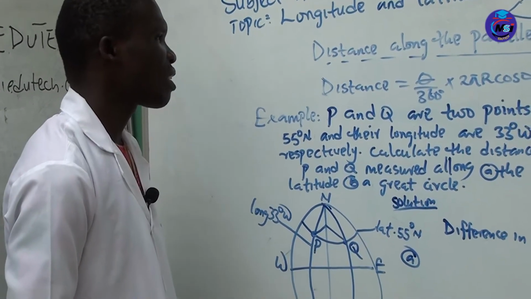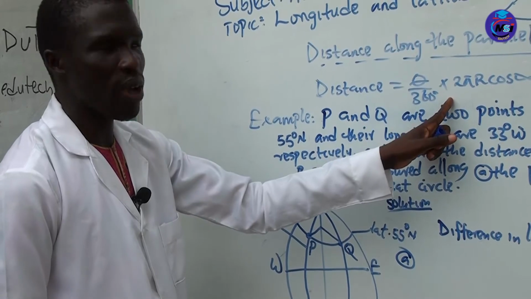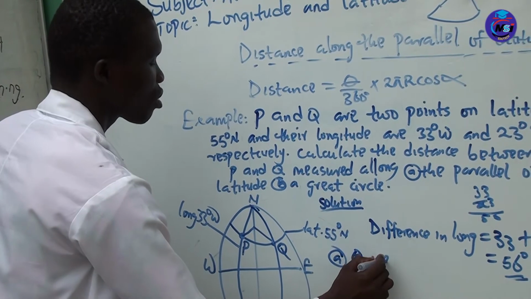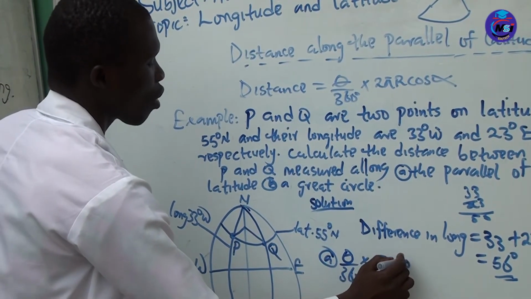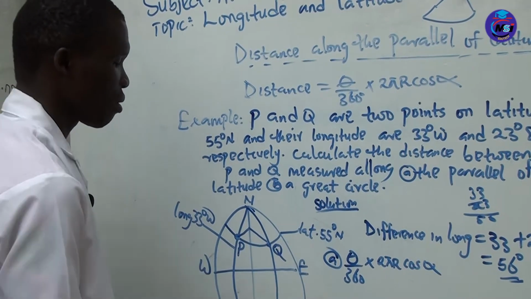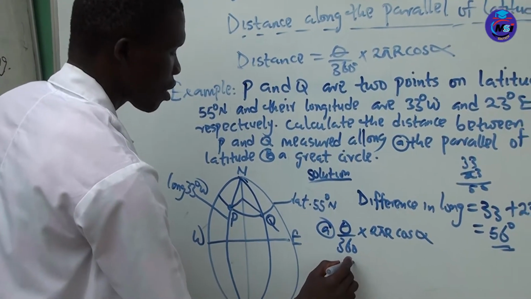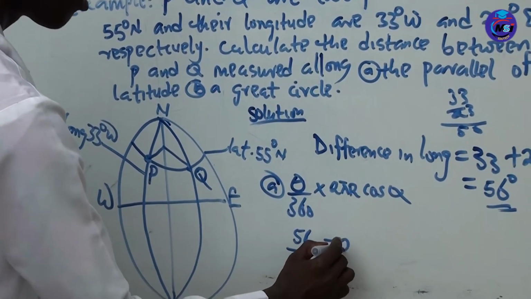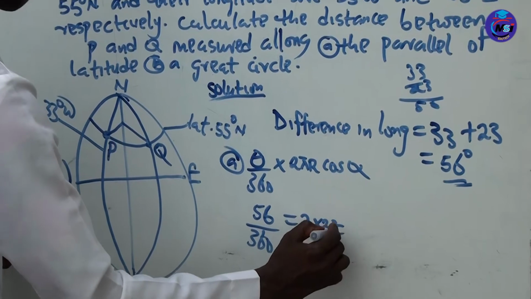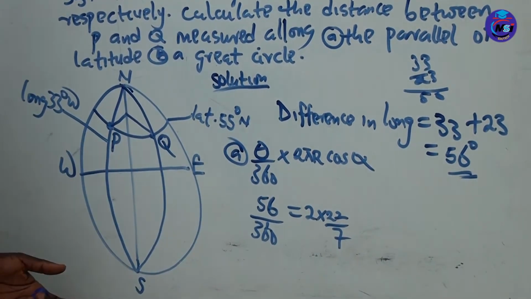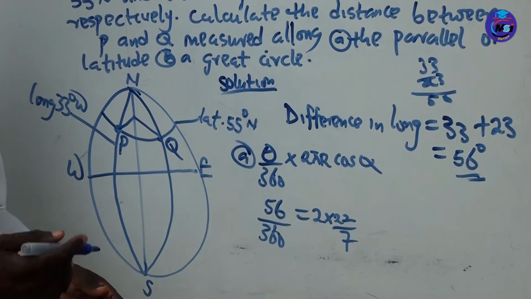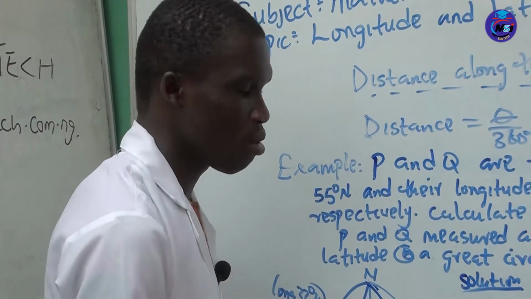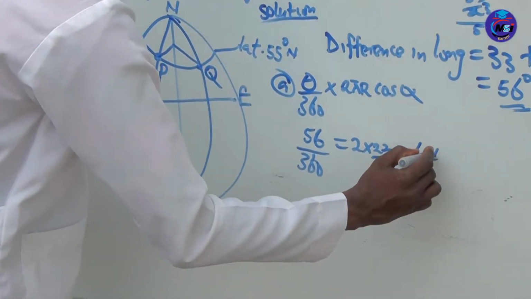of latitude. And this is the formula we are going to use. We have theta all over 360 times 2 pi r cos alpha. Theta is 56 all over 360 equals 2 times 22 all over 7. You know that is constant. And what is the value of our r? Can you still remember? Okay, it is 6,400.